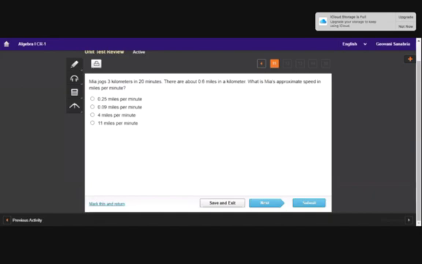We gotta switch it. Approximate speed in miles per minute. Mia jogs 3 kilometers in 20 minutes. There are about 0.6 miles in a kilometer. So we have to do kilometers to miles.